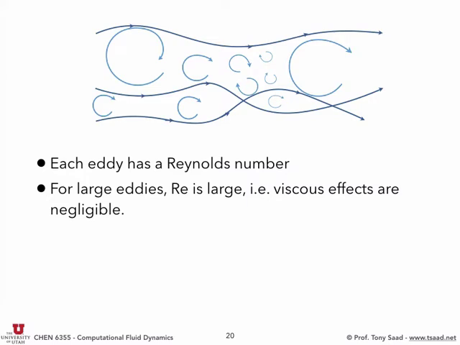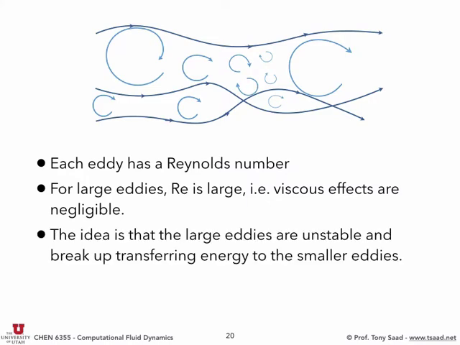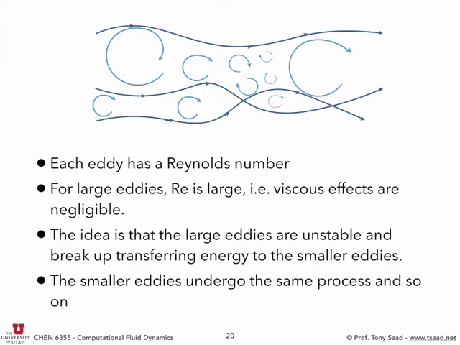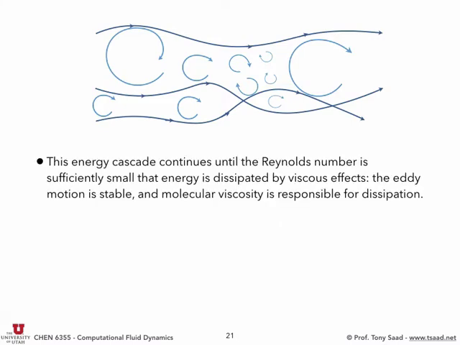Thank you. And now the idea is that large eddies are unstable and break up, transferring energy to the smaller eddies, and then the smaller eddies undergo the same procedure and so on all the way down to viscosity. So this is his perception of how turbulence behaves. You have these large structures, and we're going to rip them apart, and we're going to keep ripping them apart all the way down to viscosity.